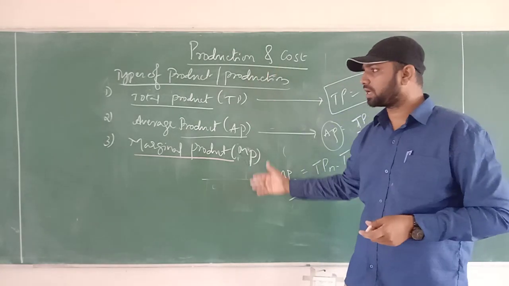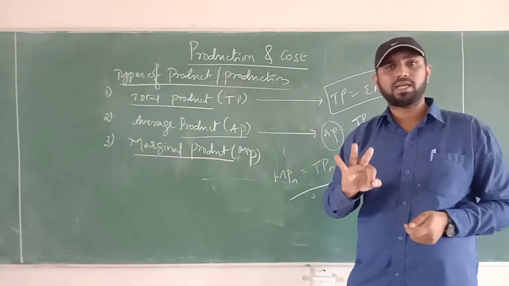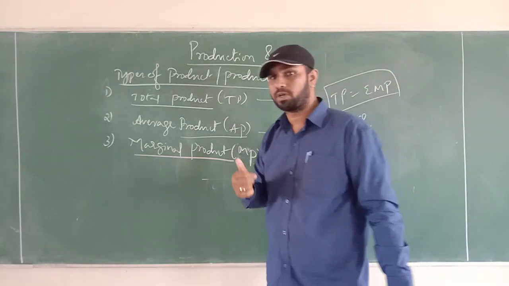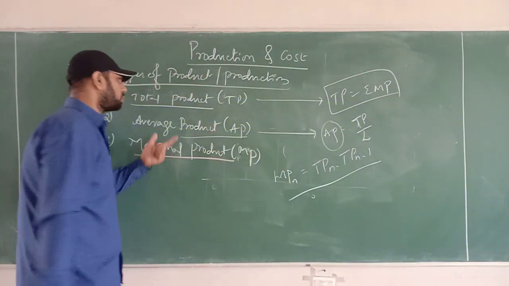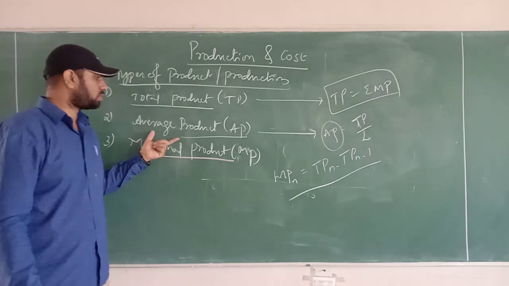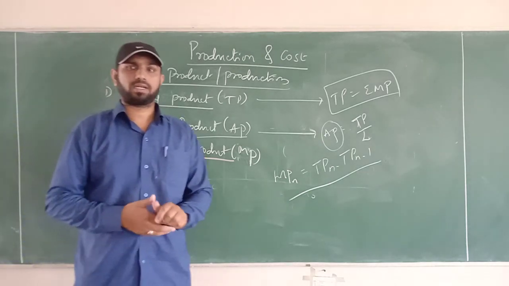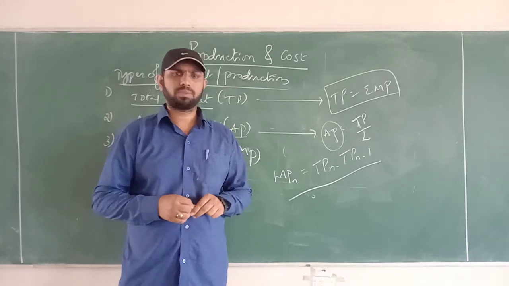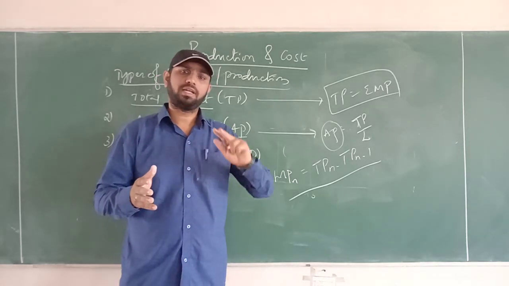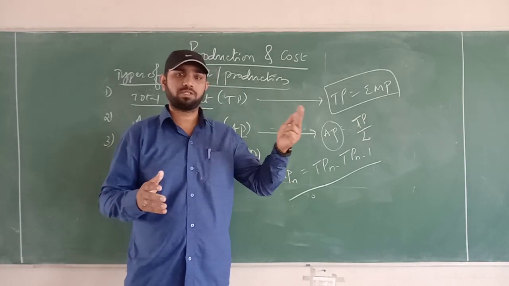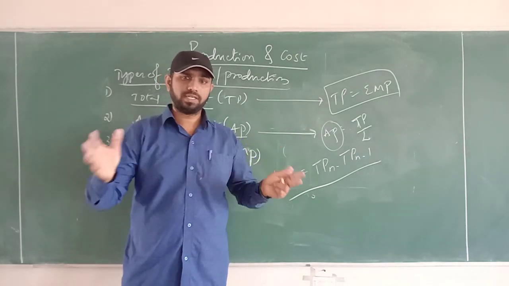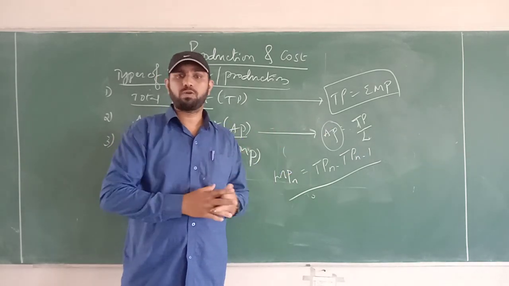So the types of production are classified into 3, which is guaranteed for 4 marks. First one is total product, next one is average product, and third one is marginal product. In coming classes, we will discuss in detail the levels of production, which are classified into short run and long run, with the graph and the chart.